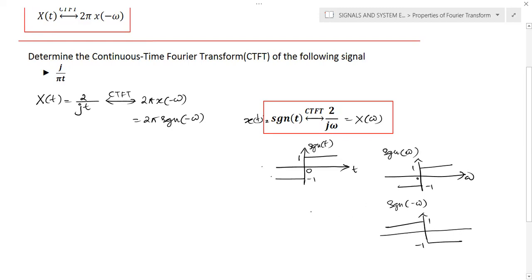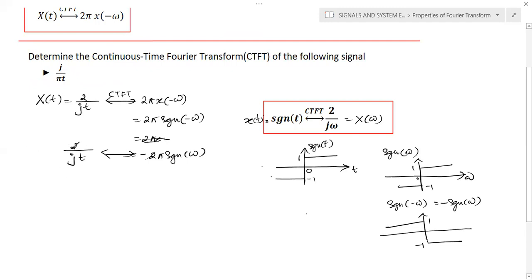So you can write signum of minus omega is equal to minus signum of omega. So you can replace this 2 pi into minus. I can write minus 2 pi signum of omega, and you can see that this is the Fourier transform of the signal 2 by j t, and this 2 will be cancelled. And now if you look at this particular question, there is a j in the numerator, so you can multiply with j by applying the linearity property.